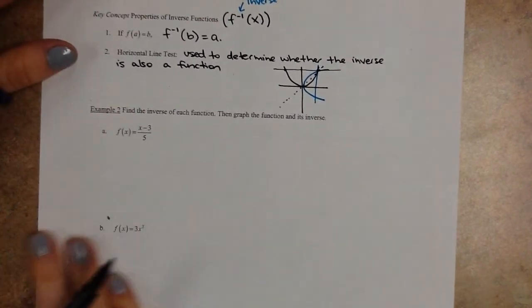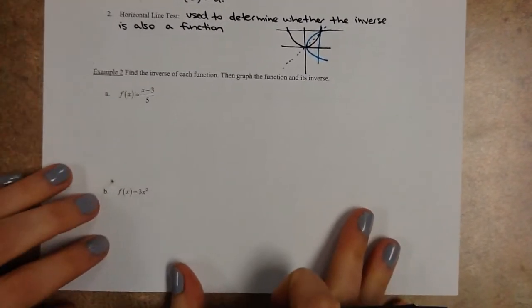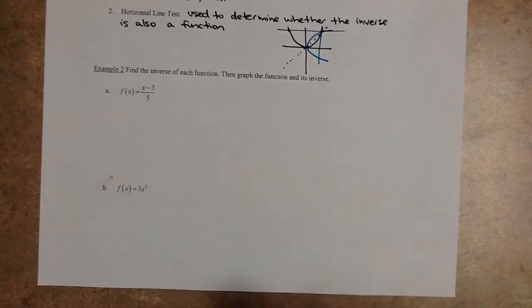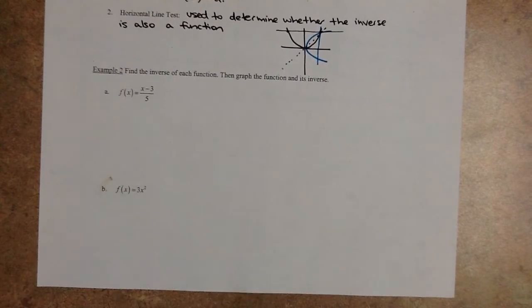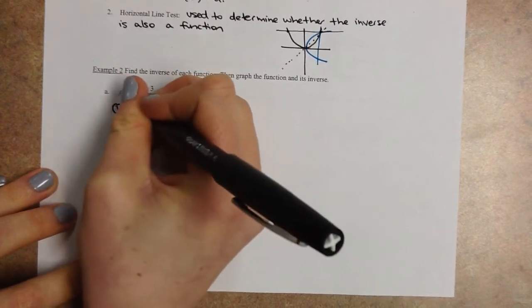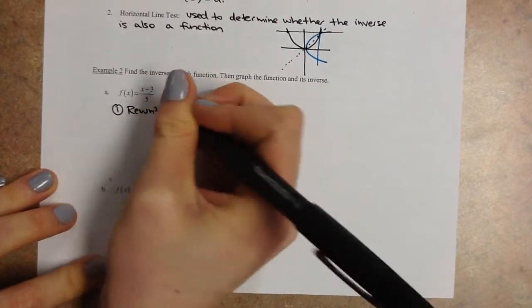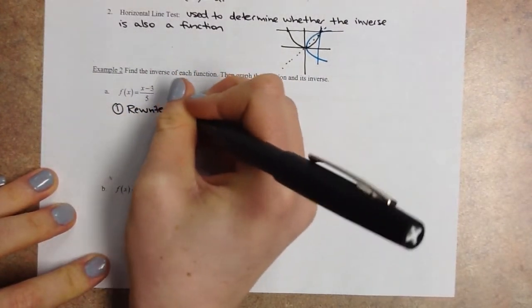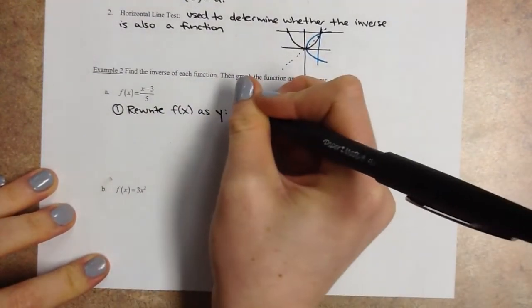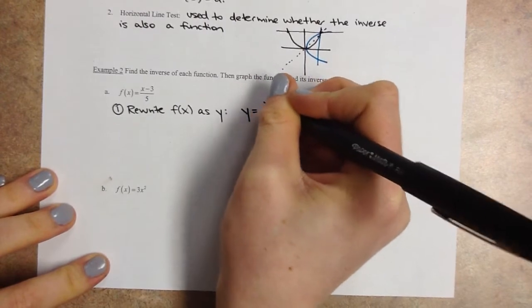Okay, these examples, example 2, we're going to find the inverse of each function and then take a look at their graphs. Okay, so this first one right here, we've got x minus 3 over 5. So I'm going to walk you guys through these steps. Step 1 is you are going to rewrite f of x as y. So instead of f of x, we're going to write y.